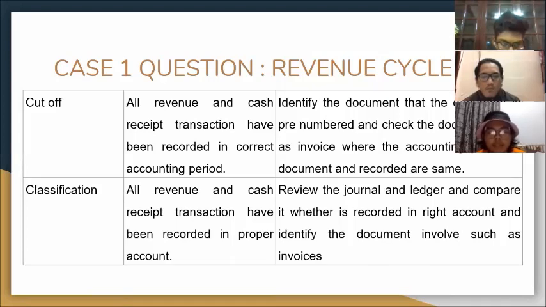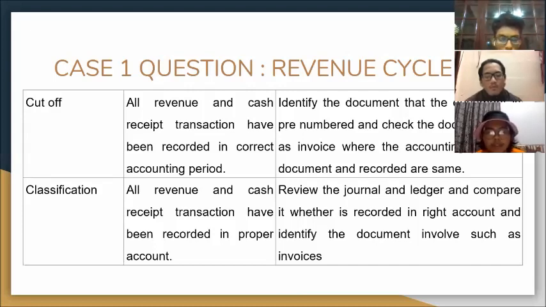Next assertion is cut off. Cut off is that all revenue and cash receipt transactions have been recorded in the correct accounting period. The audit procedure for cut off is to identify whether the documents are pre-numbered and check documents such as invoices, where the accounting period in the document and the recorded period are the same accounting period.